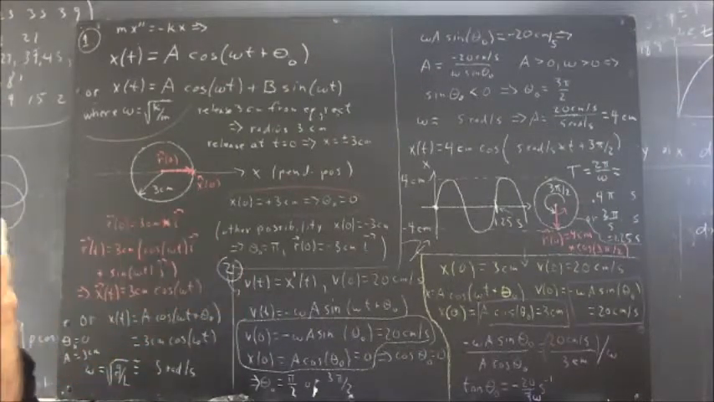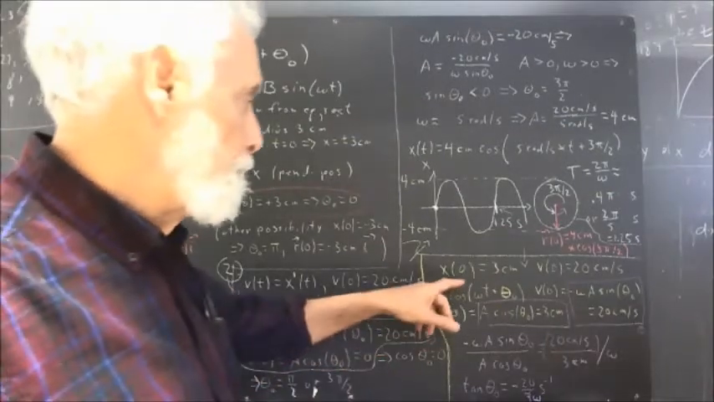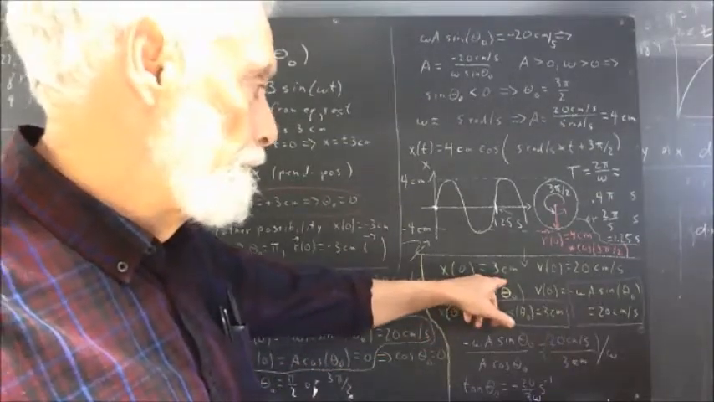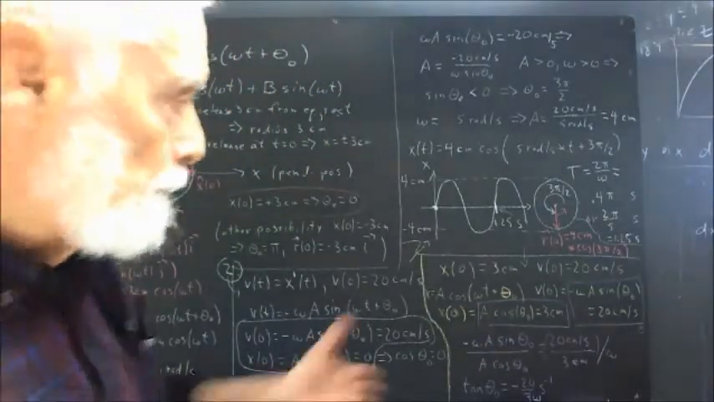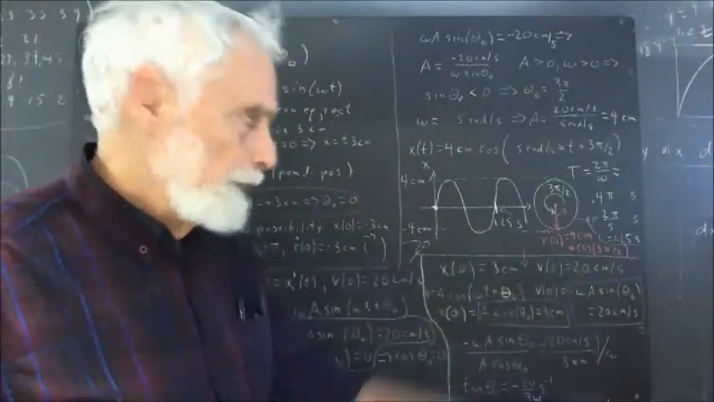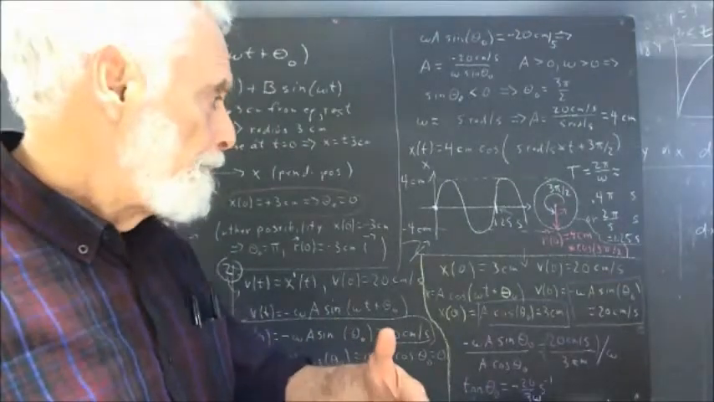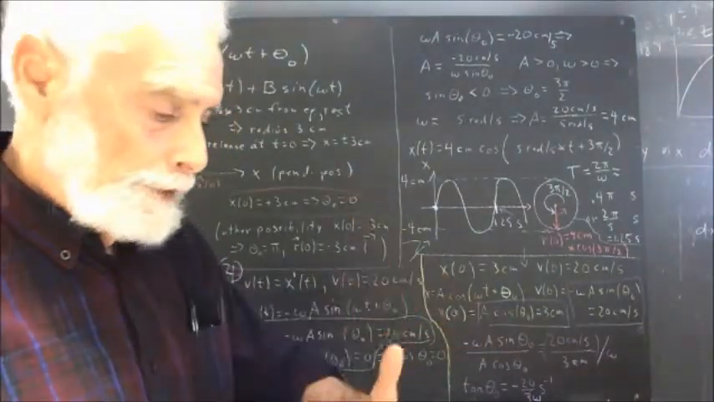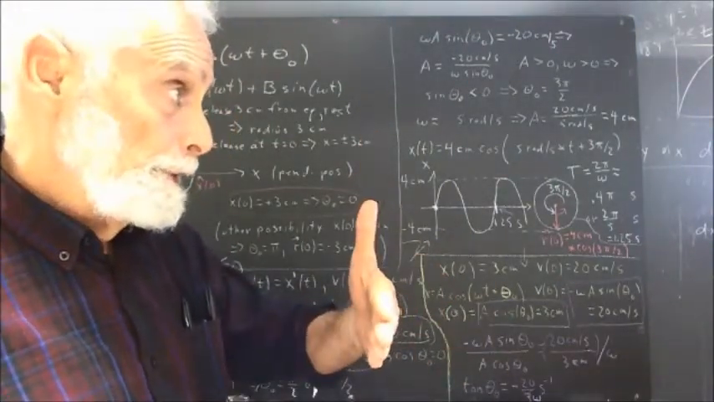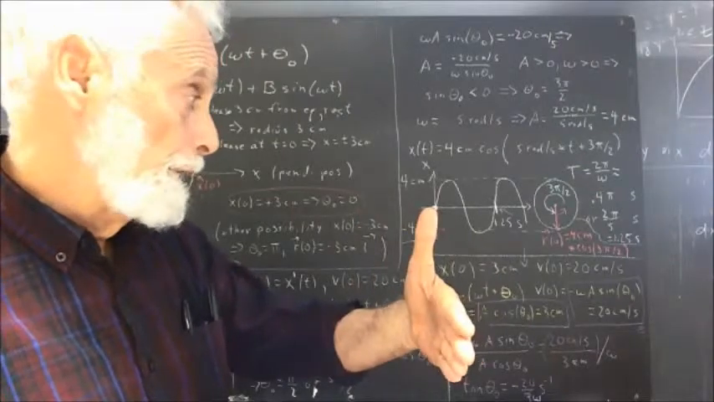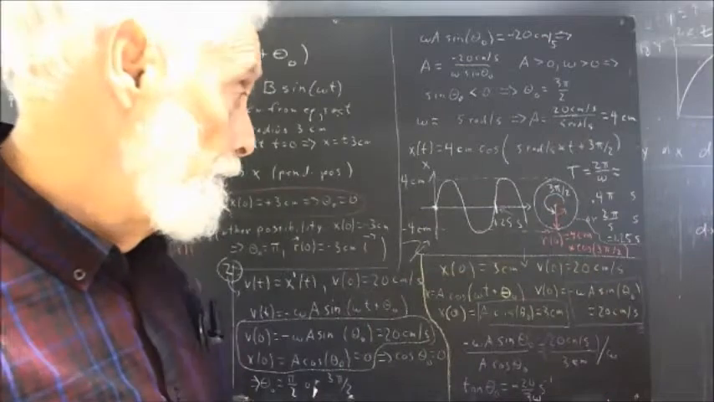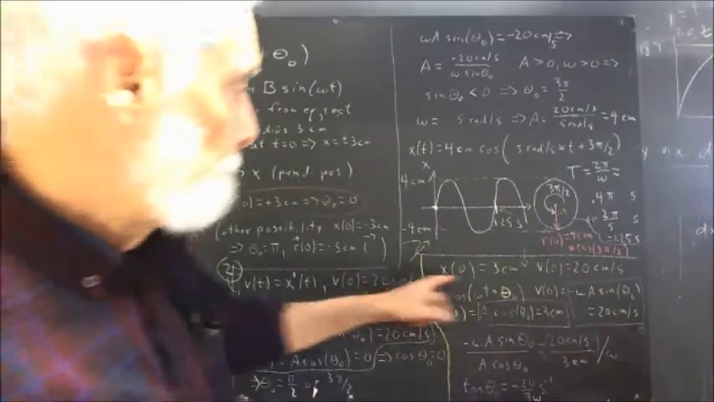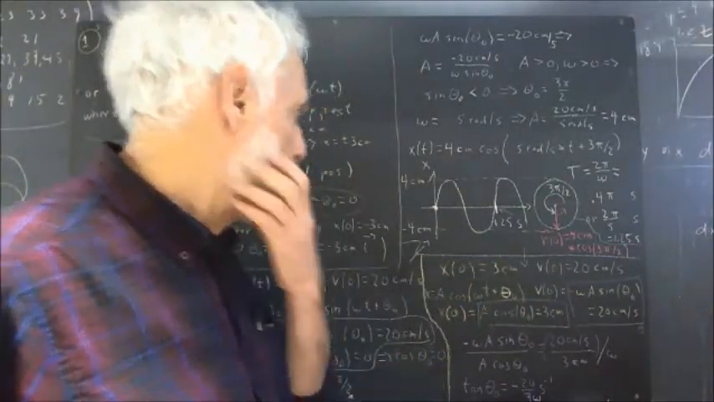Okay. Now, we have a situation where x of 0 equals 3 centimeters, v of 0 equals 20 centimeters per second. What's that mean? Well, we give it a 20 centimeter per second velocity, but it's not at the origin anymore, not at the equilibrium position. It's 3 centimeters out from equilibrium, and we give it that 20 centimeter per second bump. Okay? So, how does that work?